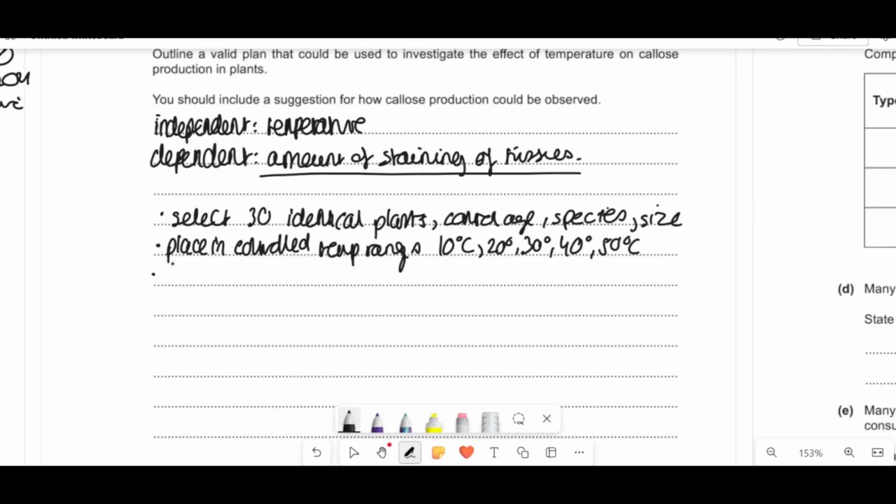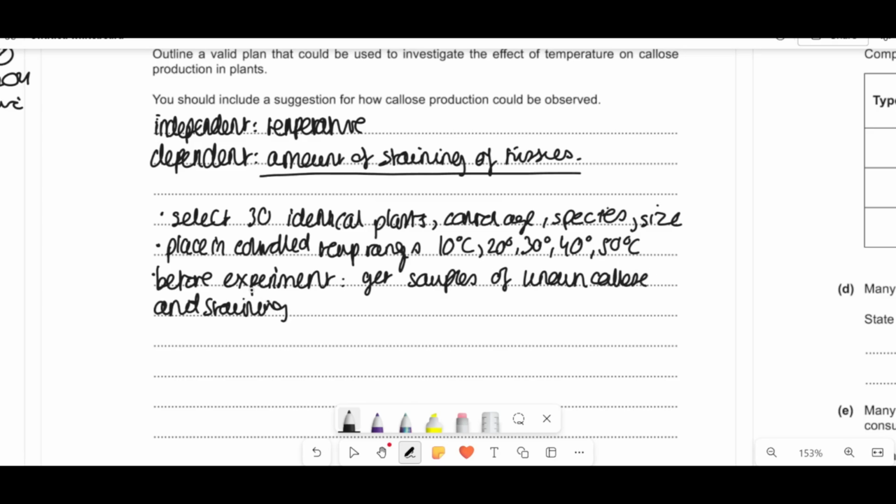Before the experiment, we need to figure out a standard, almost. You know how you make your standard curve? In this sense, we need to figure out a way of making a reference point. Here we're looking at them under a microscope to see how much staining there is. What you could do is get samples of known callose and staining and produce a baseline. So you could get normal, healthy plants at each temperature and see if they're higher or lower.